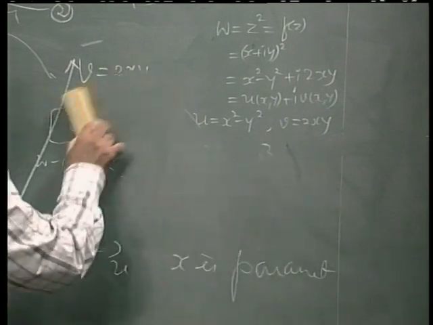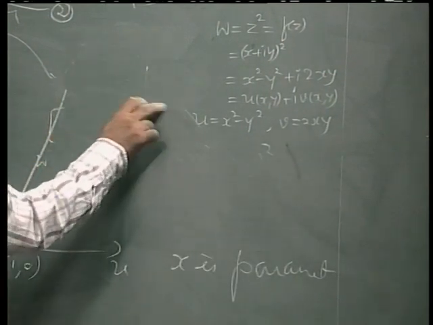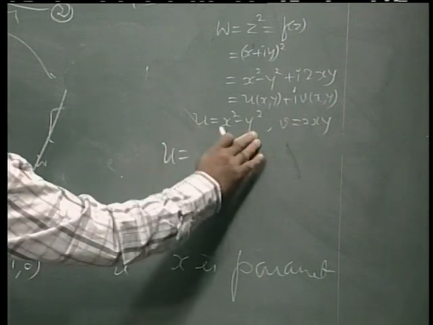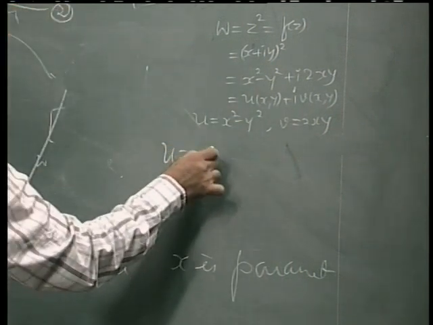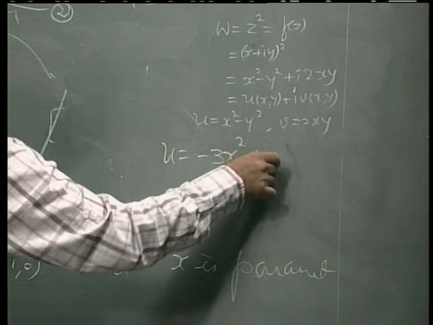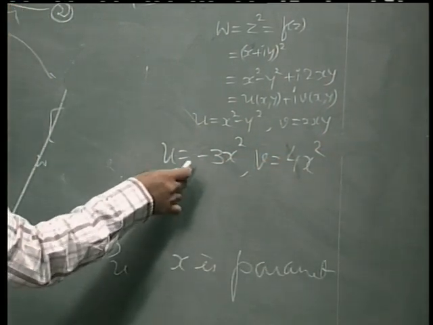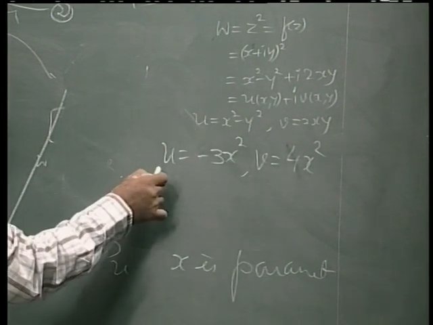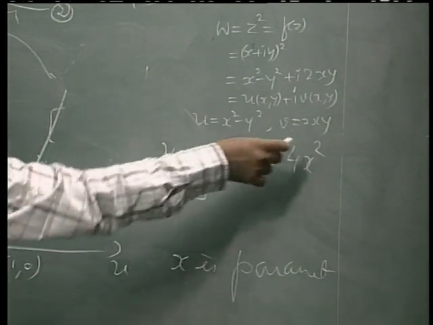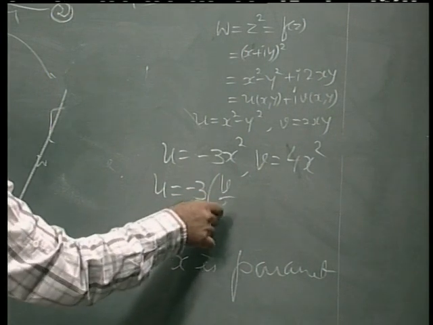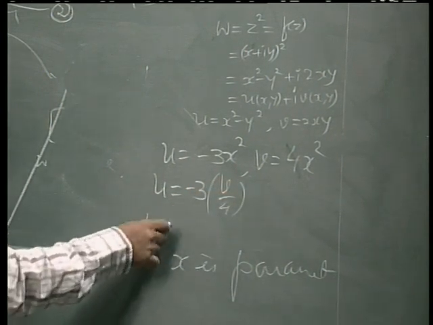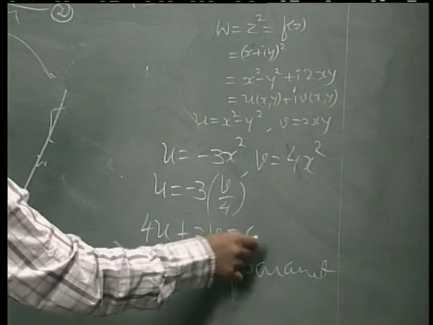Okay, what will be u? u is x square minus 2x whole square. So u is minus 3x square. What is v? 4x square. So we need to eliminate this part. Substitute the value, u equals minus 3. What is x square? v upon 4. So this is 4u plus 3v equals 0.